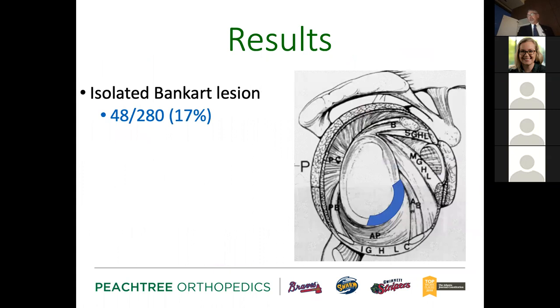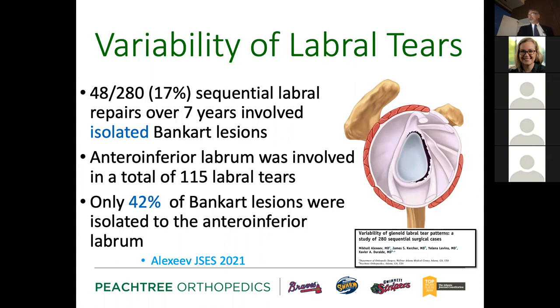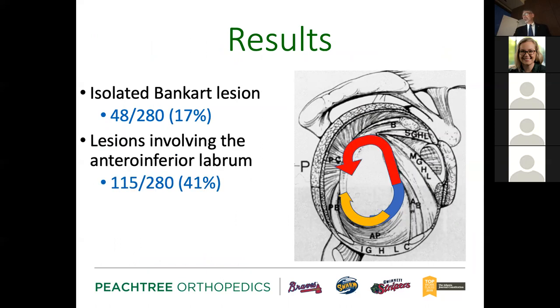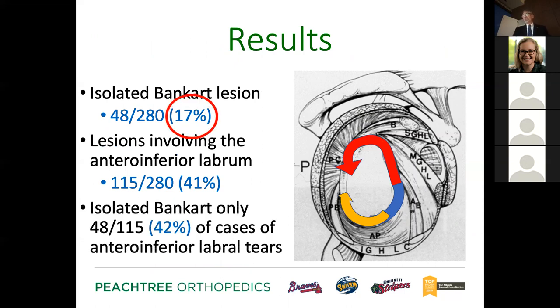And the anterior inferior labrum was involved in a total of 115 labral tears. So that means that out of any labral tears that involved the anterior inferior labrum, less than half of them were isolated to the anterior inferior labrum, and the rest extended either superiorly, or inferiorly and posteriorly. So the isolated Bankart lesions were 17% of our cases, only 48, but the ones that extended up or backwards were 115 cases. And so out of all the patients who had a Bankart lesion, only 42% were isolated.